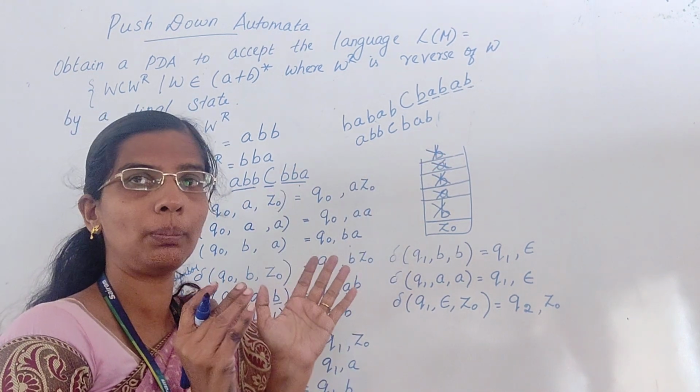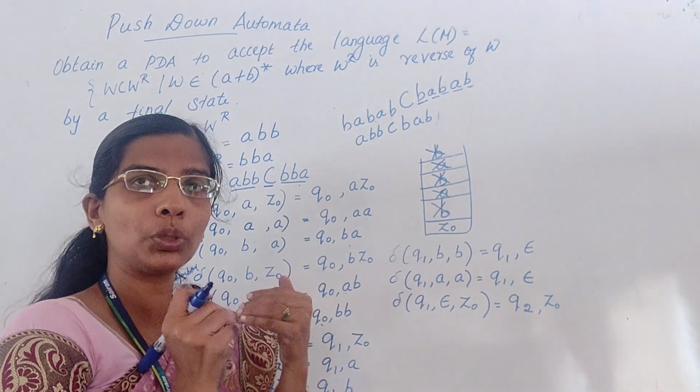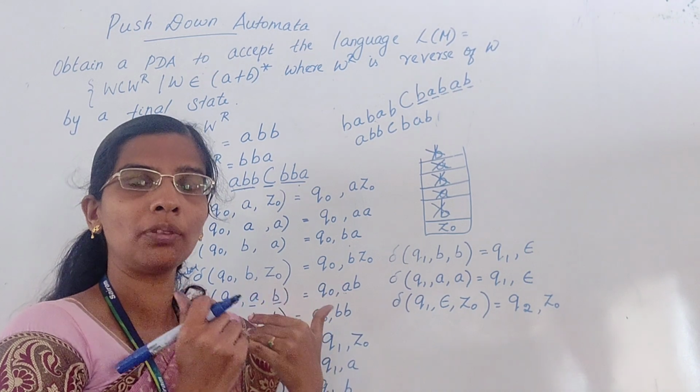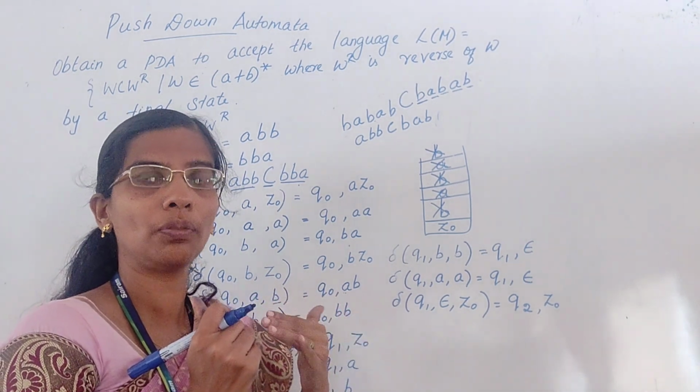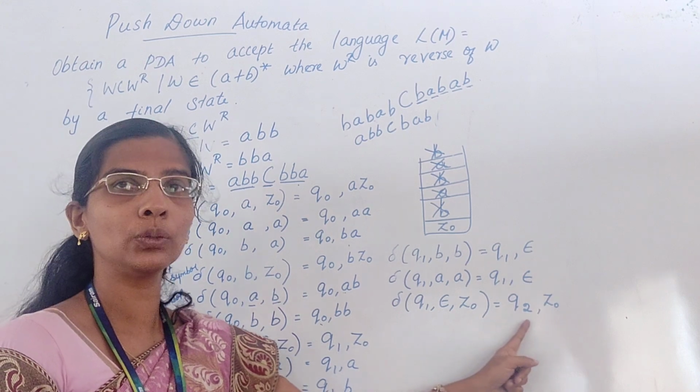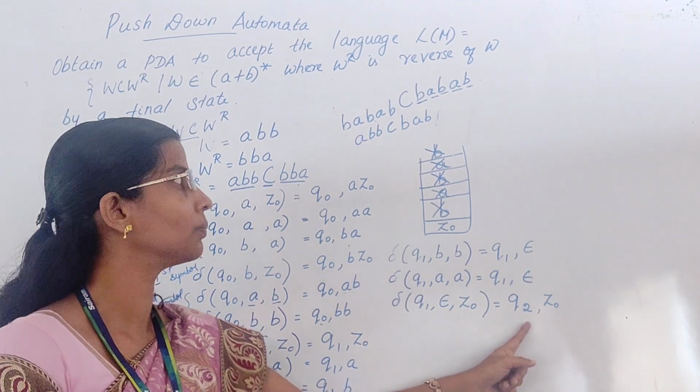My input will be a valid input. My push-down automata will accept such input. What is the meaning of accepting it? It should reach your final state. In this example, which is the final state? Q2 is the final state.